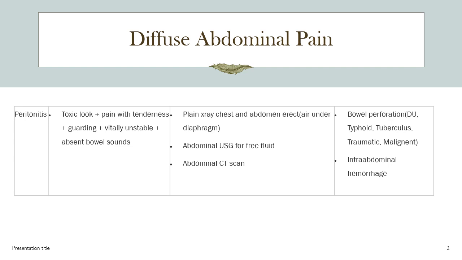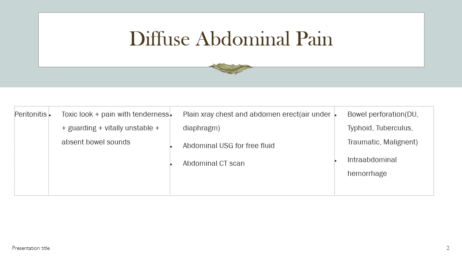Immediately order plain X-ray chest and abdomen erect. What will you see? You will see air under the diaphragm, specifically you have to see on the right hemidiaphragm, because on the left side you have the gastric bubble that will be confused with the air under the diaphragm. So if the patient has free air under the right hemidiaphragm, that patient has peritonitis or a perforated viscus.